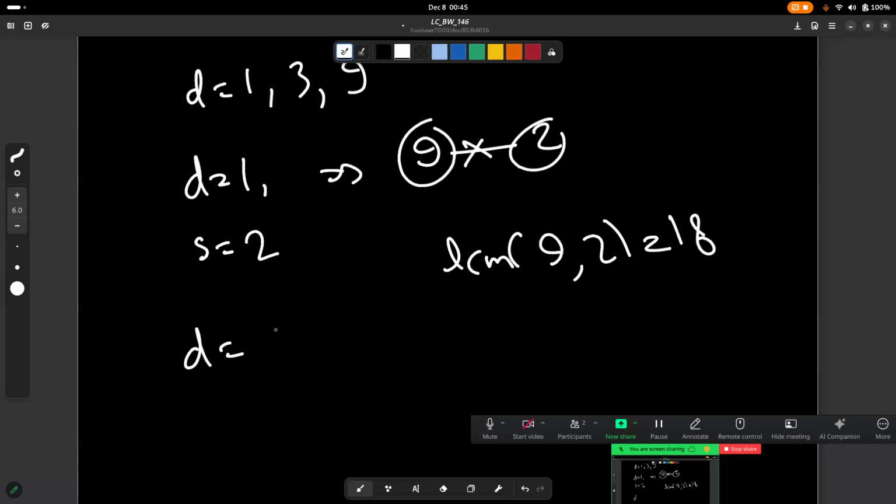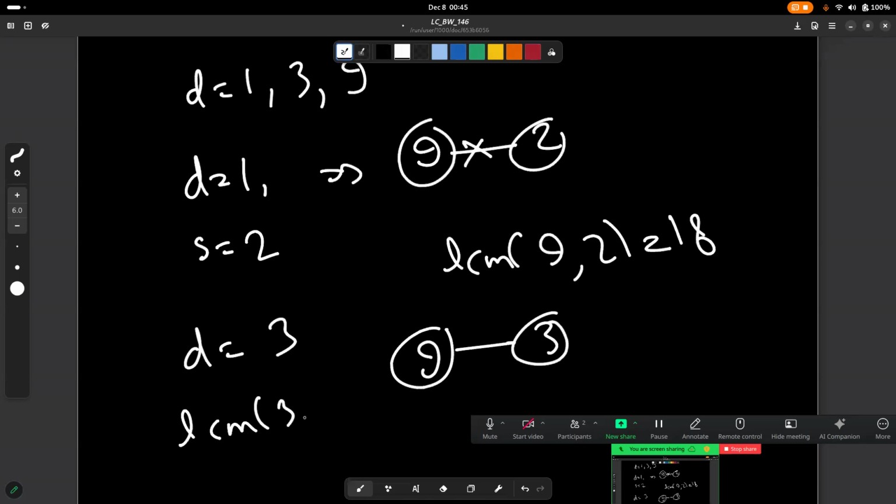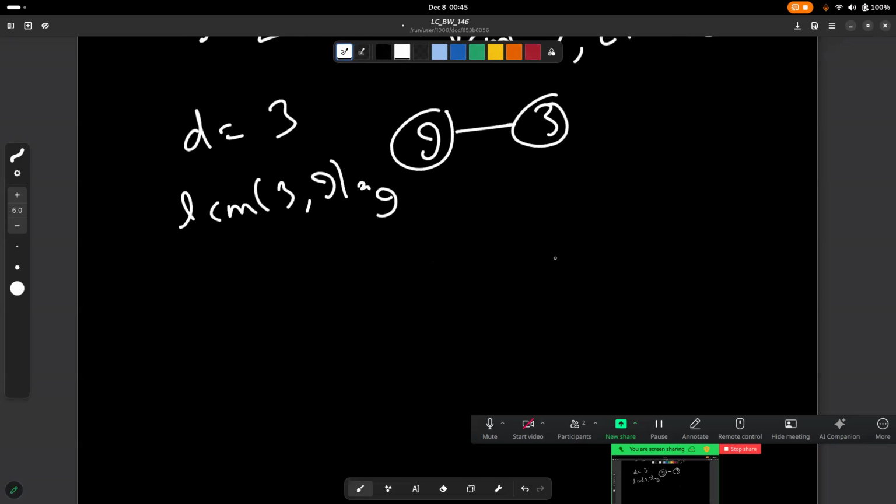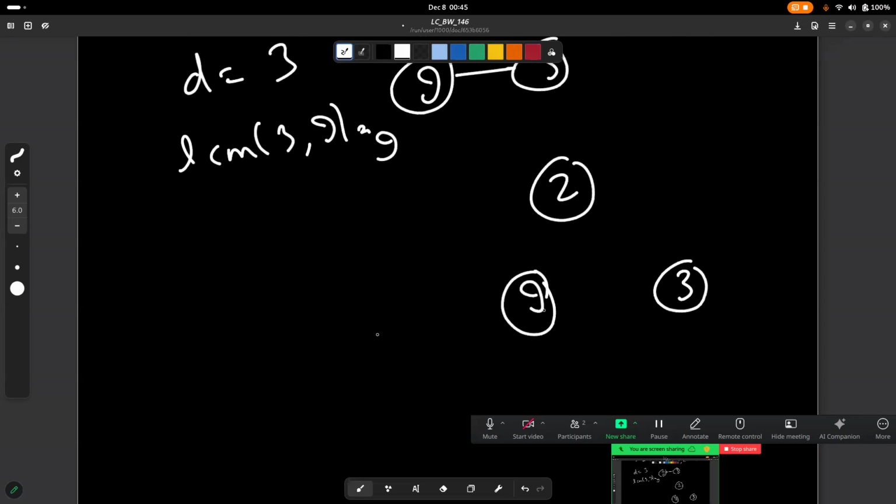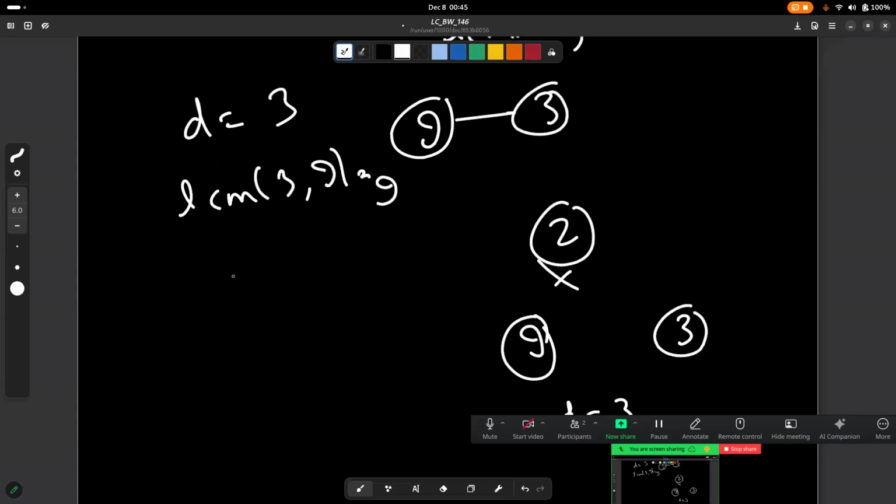Then you move to d equal to 3. In this case, you try to connect 9 and 3. Can you connect 9 and 3? Yes, LCM of 9 and 3 is equal to 9. Now, one question that you may have is, we thought of something that if this connects to this, then this connects to this. Well, if you observe over here, the greatest common divisor of 9 and 3 is d equal to 3, but 2 is not divisible by 3. So our condition that we talked about doesn't hold over here.